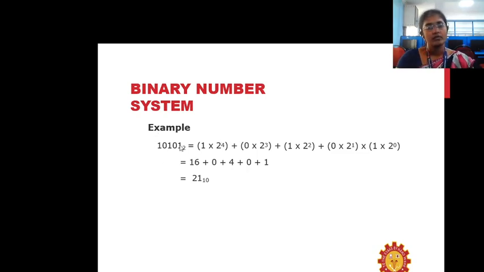Let us arrange the positional values: for this one the positions are 0, 1, 2, 3 and 4. So 1 into 2 to the power 4, because the base value is 2 and its position is 4. So 1 into 2 to the power 4 plus 0 into 2 to the power 3 plus 1 into 2 to the power 2 plus 0 into 2 to the power 1 plus 1 into 2 to the power 0. After calculating, if we add the values, it becomes 21.